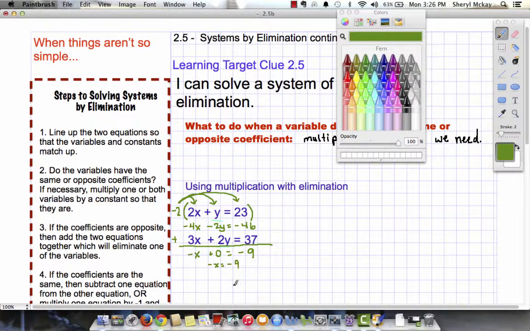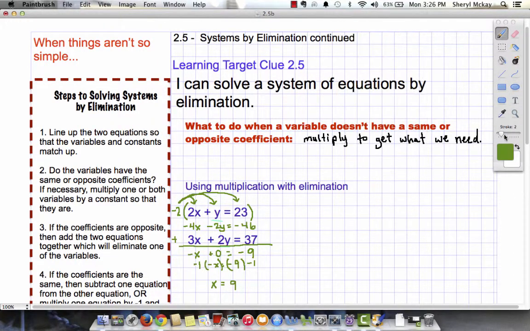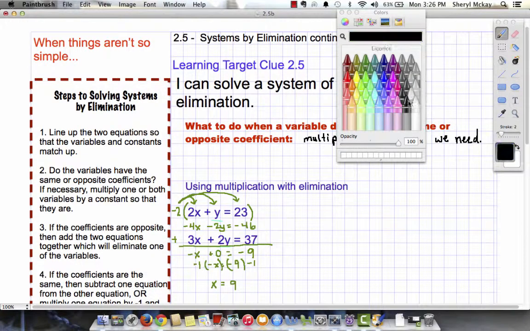Not quite done yet, though. I still need to make sure that I have my x as an x and not as a negative. So when I multiply both sides by negative 1, I get x equals 9. Now that I know what x is, I can figure out what y is. So my x is 9.